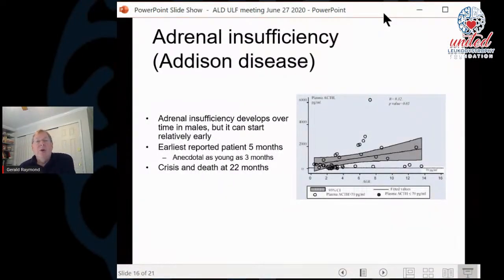Adrenal insufficiency, which is, again, Addison's disease, doesn't develop all at once, but it comes over time. And so we're now seeing individuals as young as 5 months. And so it's very important that individuals be seen by a pediatric endocrinologist in the first months of life, because we have seen a crisis and death as young as 22 months.